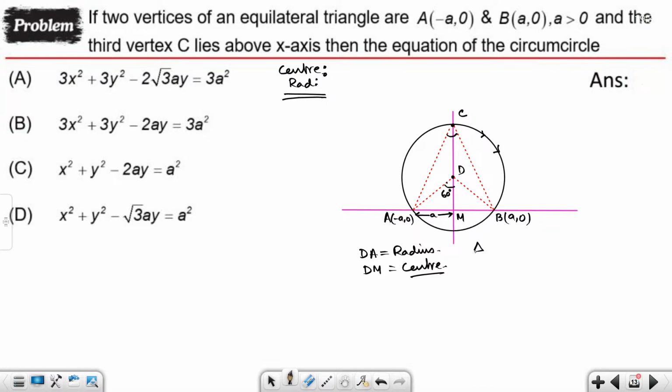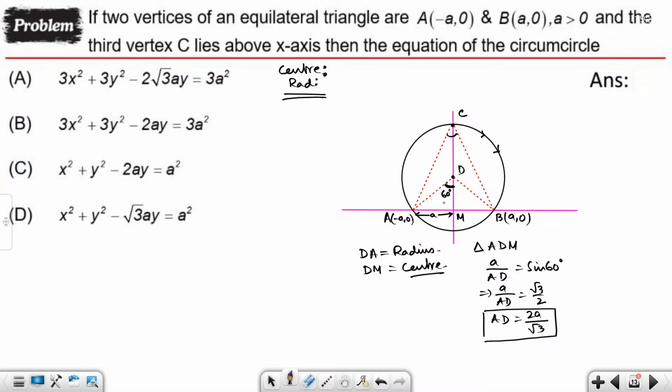Now, taking the triangle ADM. See the triangle ADM. This angle is 60 degrees. And I know AM. I need to find out AD. So your A by AD is sine 60 degrees. So A over AD comes to root 3 by 2. Therefore, AD gives us 2A over root 3. That is, the radius of the circle is 2A over root 3.